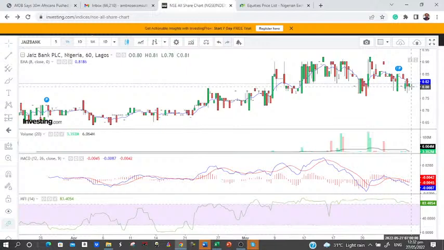But for those that have commodity-backed stocks and assets trading on the exchange, for me, there's no cause for alarm. The market is still strong.